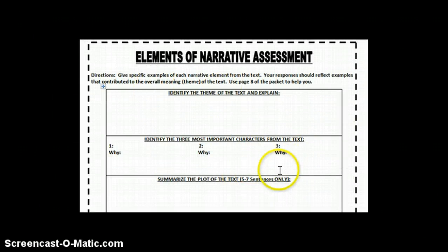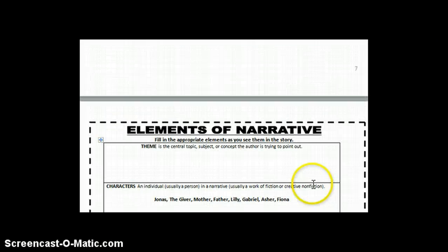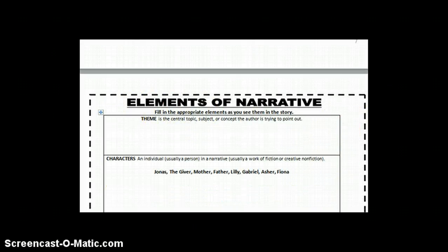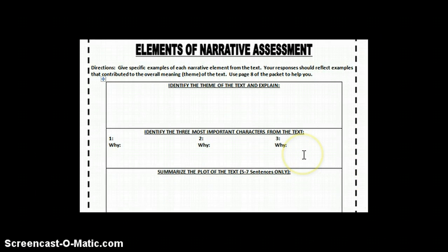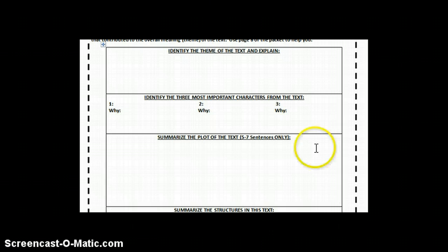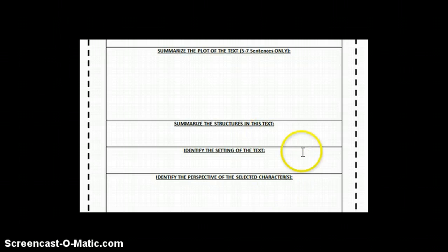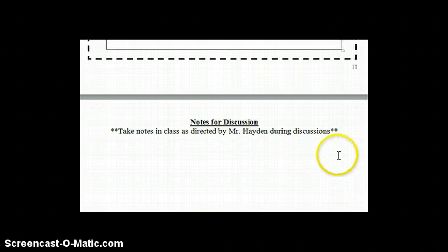It's very similar to this page back here, very similar to the elements of narrative page. But here's what I want you to do. I'm going to cut you some slack. Don't do this page yet. Okay? Just don't do it. You are allowed to leave this page blank. And we will work with this page at another point in time, like after Christmas break. So you can just leave this one blank about theme, the important characters, summarizing the plot, all that stuff. Leave it blank. And then page 11 should just be your notes.